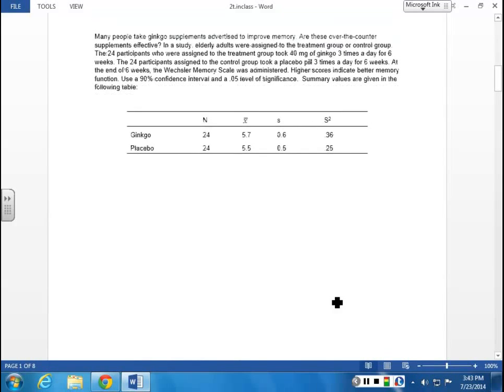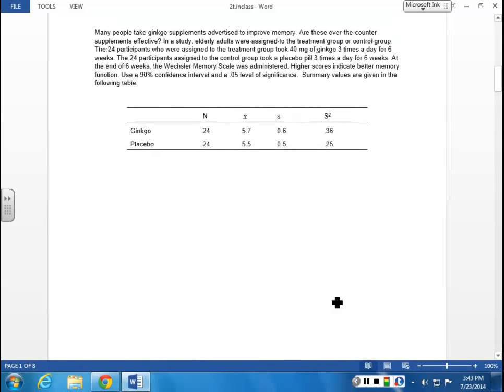Okay, let's do the critical value approach. In this case, we're looking at improved memory. So we want to know if the mean, I'll call this group A and group B, if the mean for group A is greater than mu B. Of course, H0 is going to be that the two population means are equal.